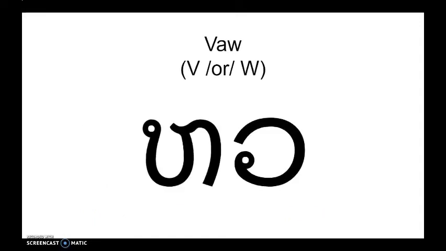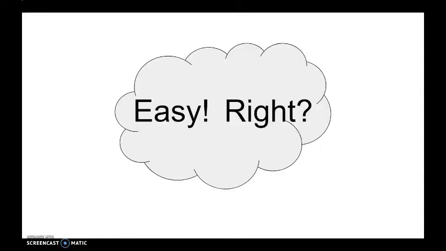The last one we have is va. You have va on the right, and of course ha on the left. Remember that va sometimes is pronounced as a W sound, so you may hear it pronounced wa, but for the most part, va. It depends on where it's located in the word. So that's easy, right? Now let's take a review.